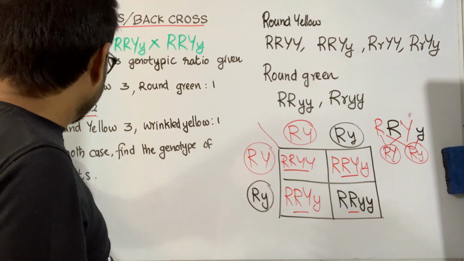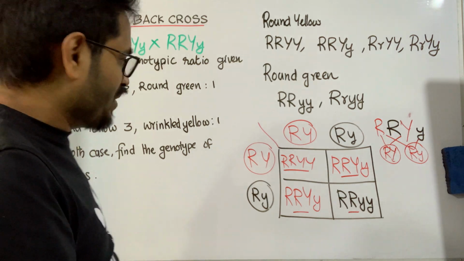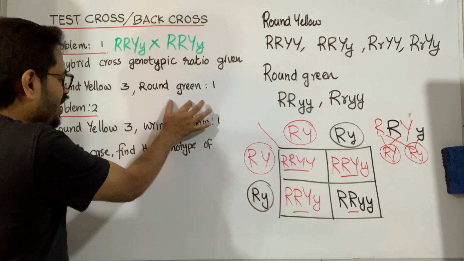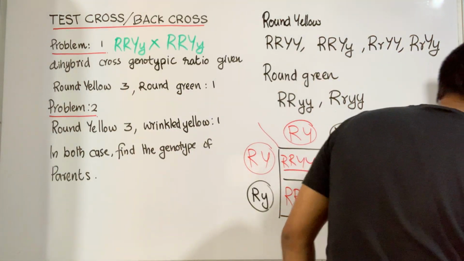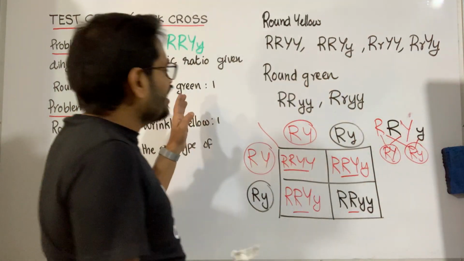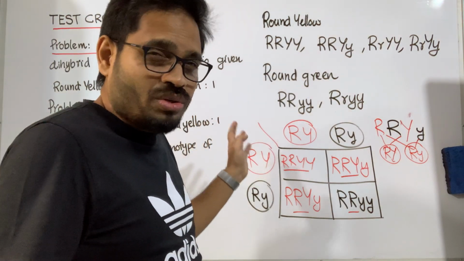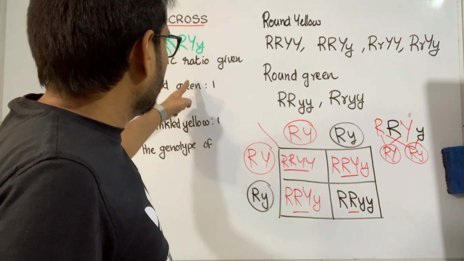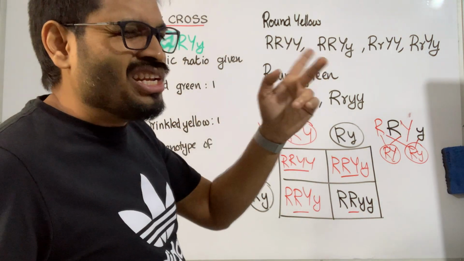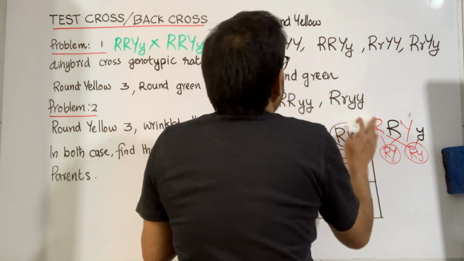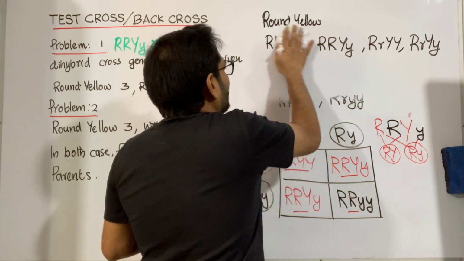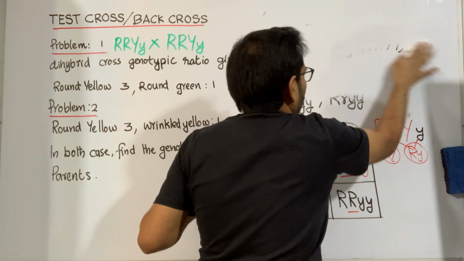Now we should work on the second question. Here, this is round green, but here it is wrinkled green. So there is a cheat in that. Let's go ahead. Normally when we see this, we feel like it's a monohybrid cross. No, it is a dihybrid cross, very clearly told dihybrid cross, 3:1. From the 3:1, 9 and 3 gone, remaining 3:1 is only there with us. So let's work out the second question.